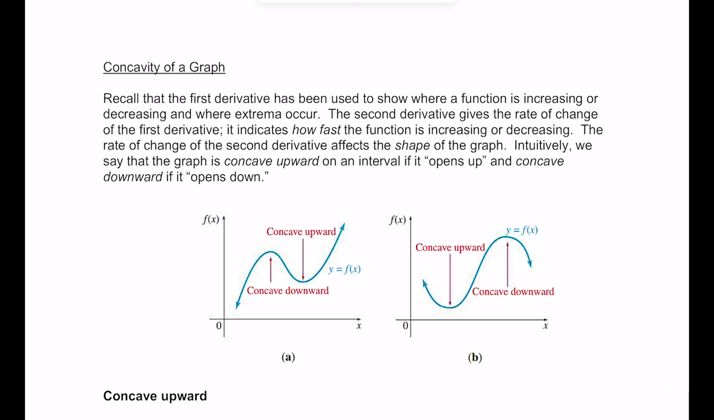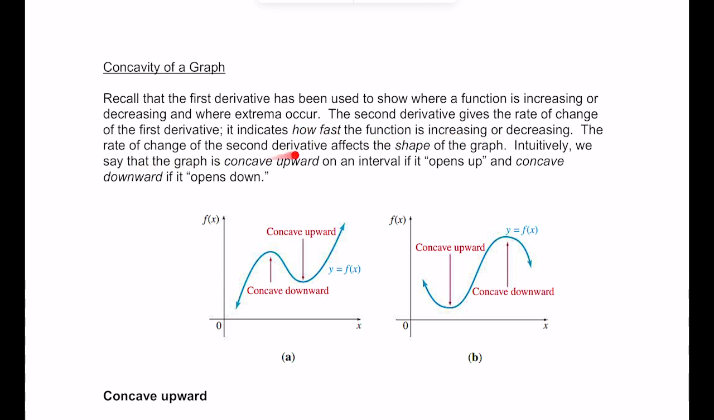So if you'll remember, all this talk about derivatives, right? The first derivative has been used to show where a function's increasing or decreasing, and we also learned that we can use it to determine where there's extrema, if any, right? And extrema, again, are maxes and mins. The second derivative, we learned, gives us the rate of change of the first derivative. So it basically tells us how fast the function's increasing or decreasing.